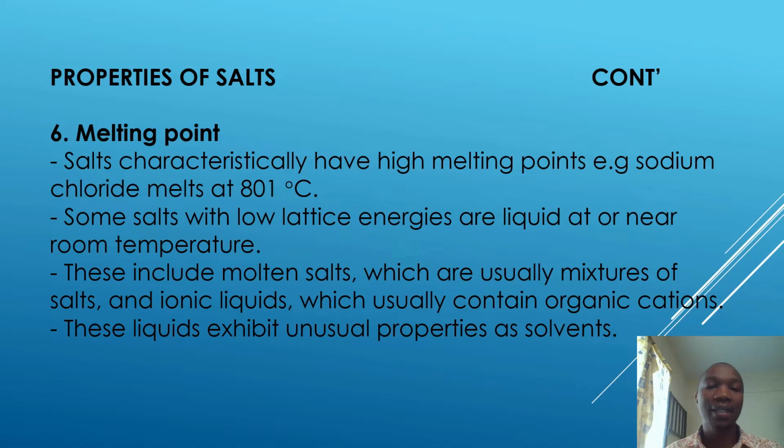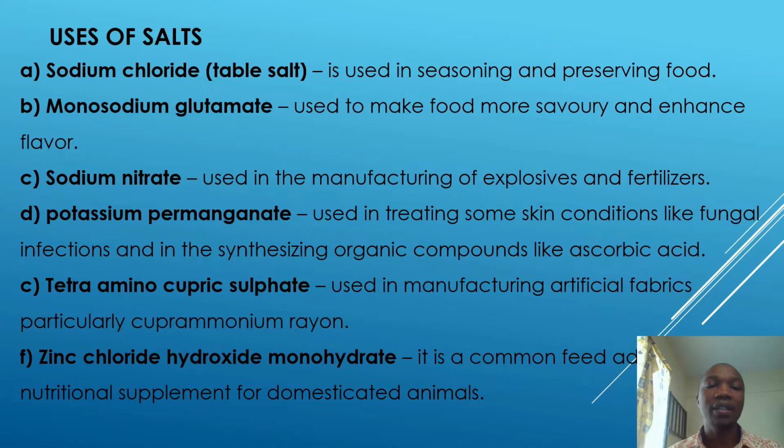Property number 6 is the melting point. Salts have high melting points, e.g. sodium chloride, which melts at 880 degrees Celsius. Some salts with low lattice energies are liquid at or near room temperature. These include molten salts, which are usually mixtures of salts, and ionic liquids, which usually contain organic cations. These liquids exhibit unusual solvent properties.